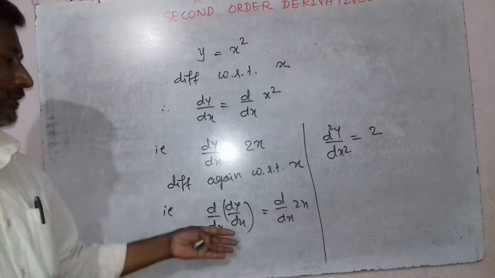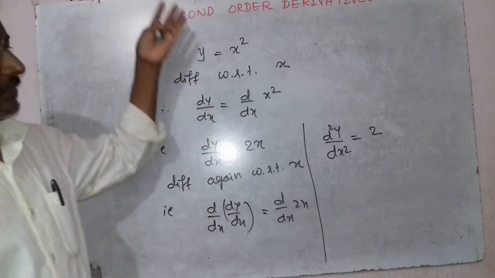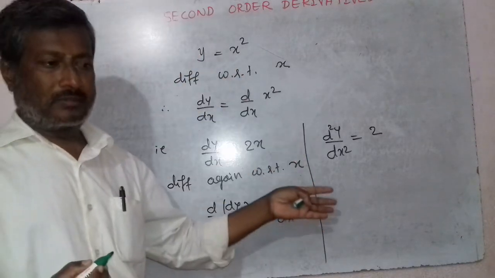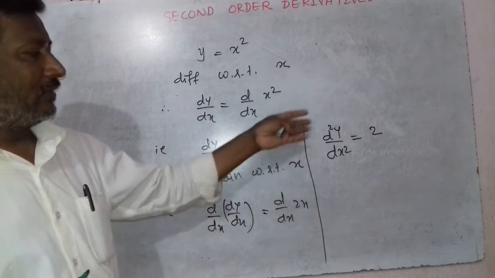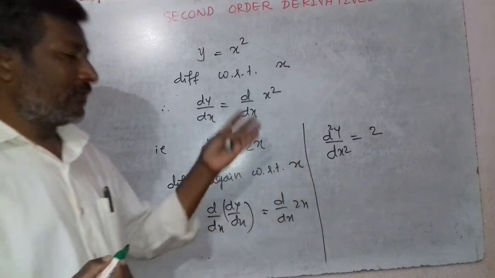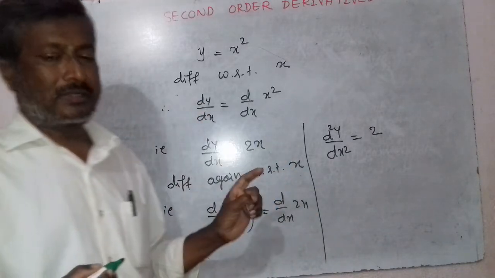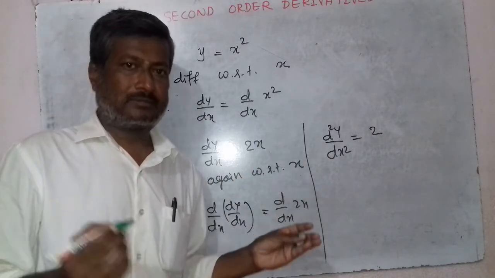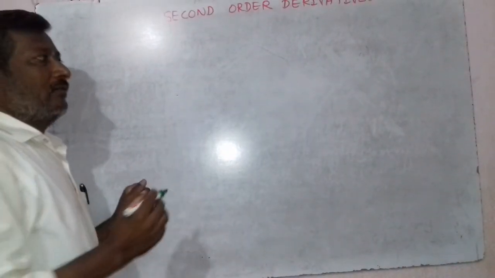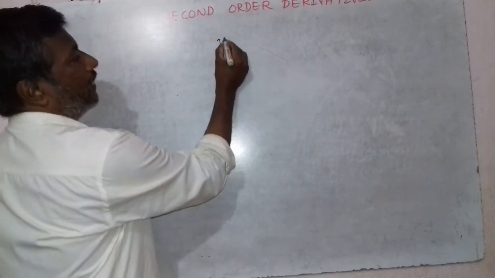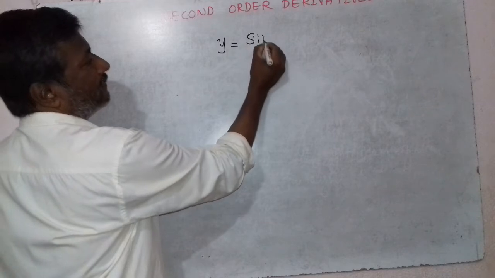So this is the simple procedure. The same problems will come across while solving the problems. Just take the derivative of the derivative and that will give the second derivative of the function. Now consider one more simple example: y equal to sin x.